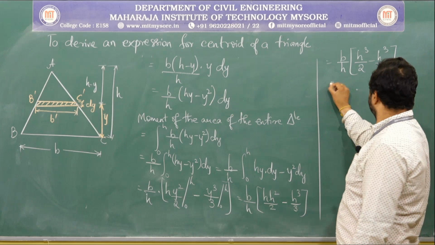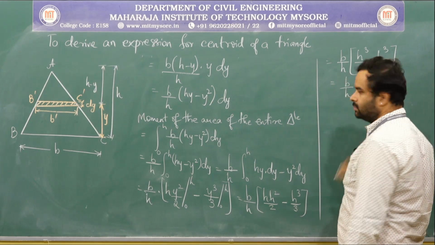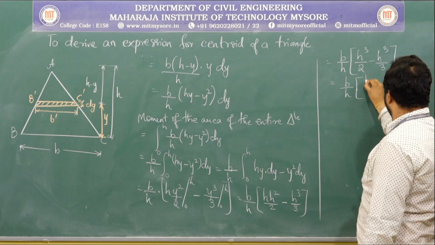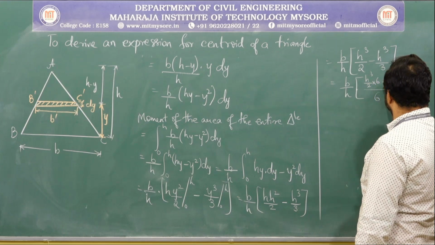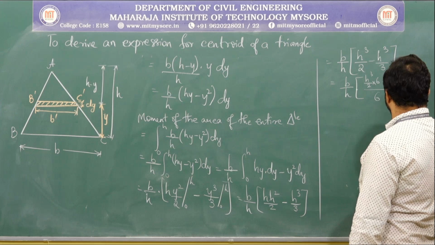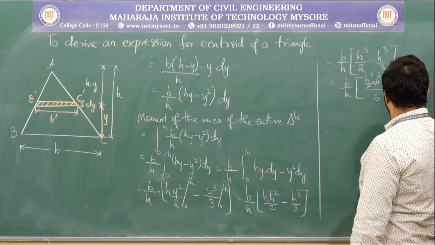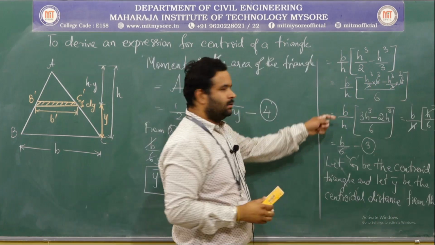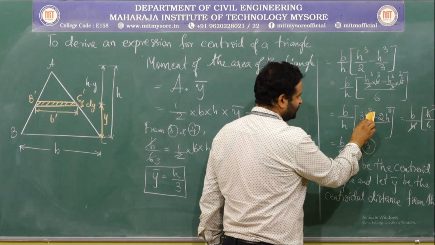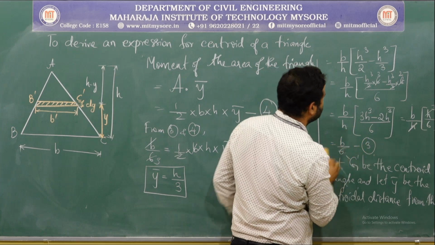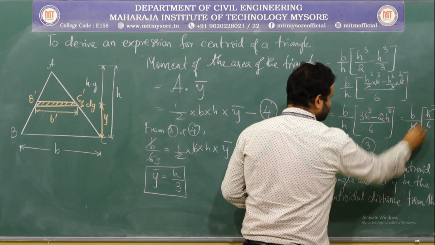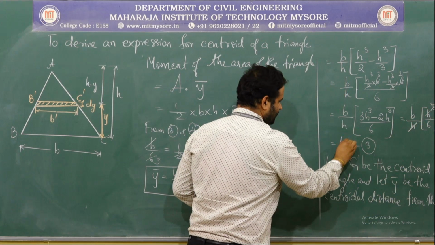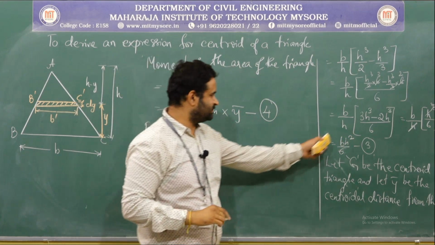Next, on taking the LCM, we get h cube by 2 into 6 minus h cube by 3 into 6. We get this equal to b by h into, so this is h cube, yeah, 3 h cube minus 2 h cube is h cube. So h and h cube means h square remains, so it is b h square by 6. Okay, so this is b h square by 6.